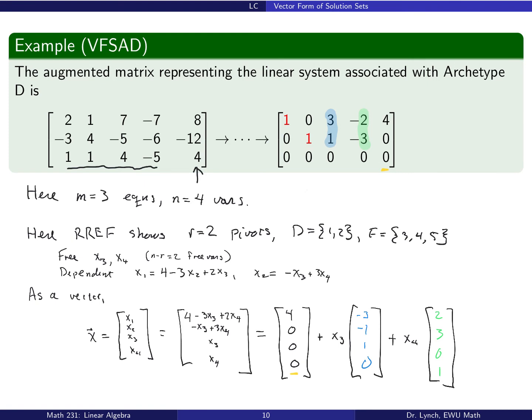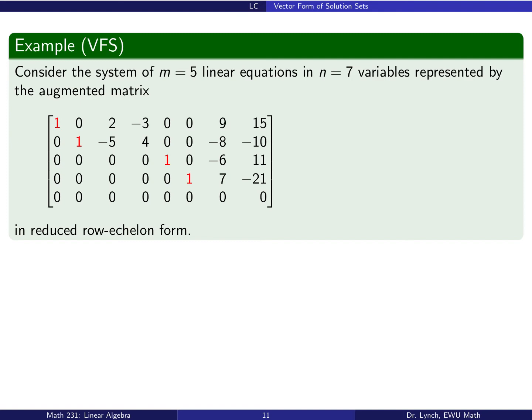Let's have a look at another example. Here's another example, a more difficult one. If we have a look at the system of 5 linear equations in 7 variables, that's represented by this augmented matrix in reduced row echelon form, we can play the same game and express the solution of the corresponding linear system in terms of those characteristics R, D, and F. So here's what that looks like.